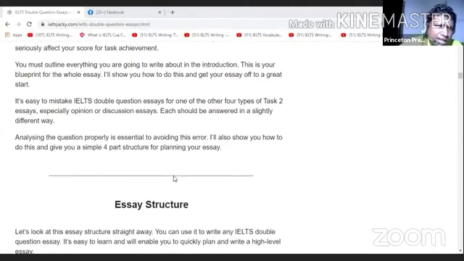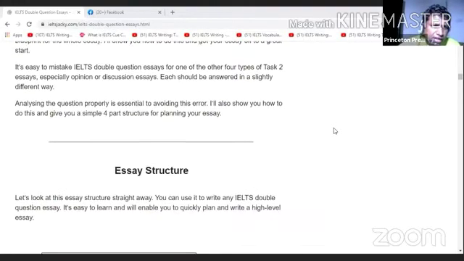You must outline everything you are going to write about in the introduction. What you're going to write about, you'll have to write in the introduction. The introduction is very important. This is your blueprint for the whole essay. I will show you how to do this and get your essay off to a great start. It's an easy mistake to make.